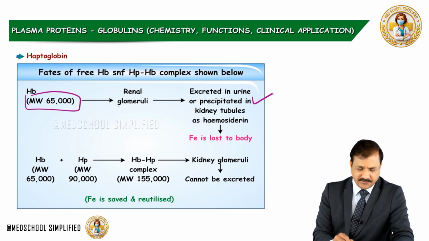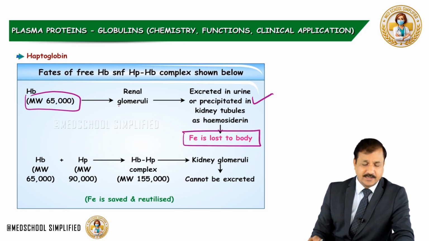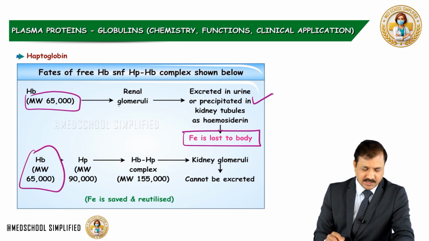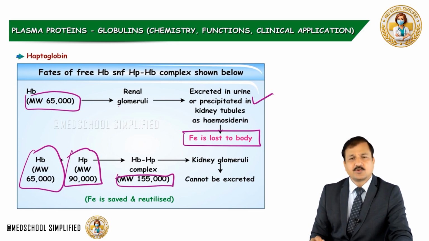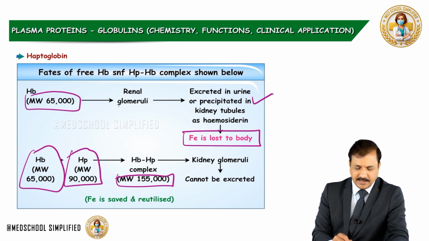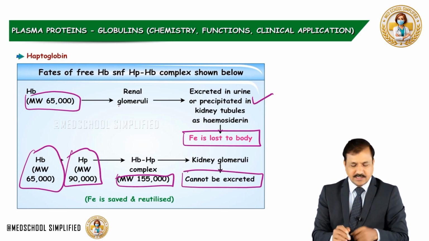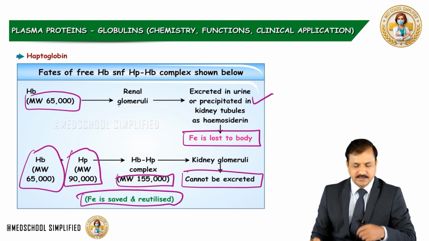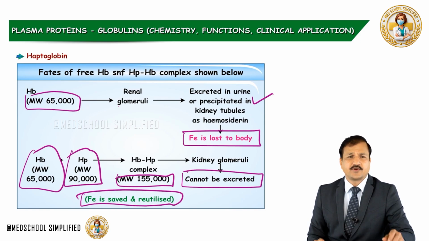So that means loss of hemoglobin means loss of iron from the body. Now what does haptoglobin do? Hemoglobin has a molecular weight of 65,000, haptoglobin 90,000. So the hemoglobin-haptoglobin complex has a molecular weight of 155,000. The kidney glomeruli cannot excrete it, so we are saving that iron. Iron is saved and reutilized. That's how haptoglobin functions.